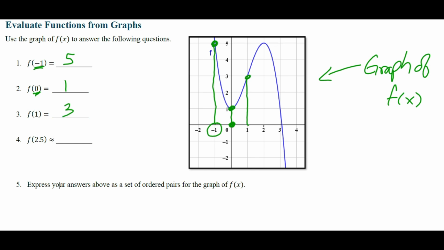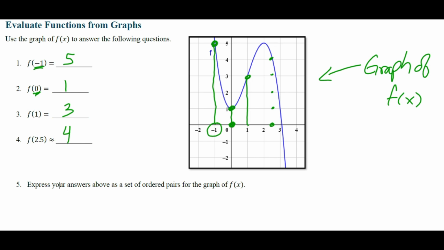F of 2.5, so it's halfway between 2 and 3, and we want to keep looking halfway between 2 and 3 and say, where does it eventually hit the graph? And it looks like around 4 is our approximate value. Notice there's an approximate sign, and it looks like it's approximately equal to 4.